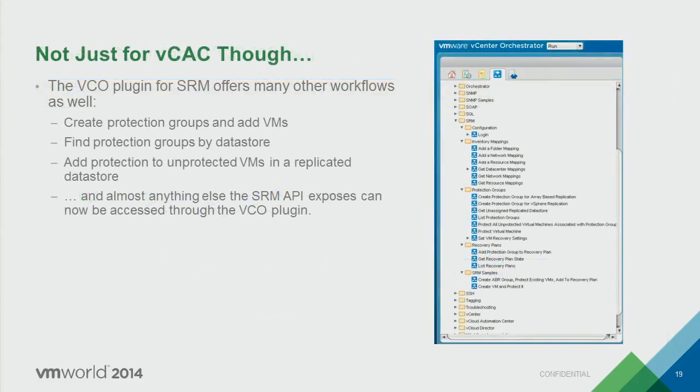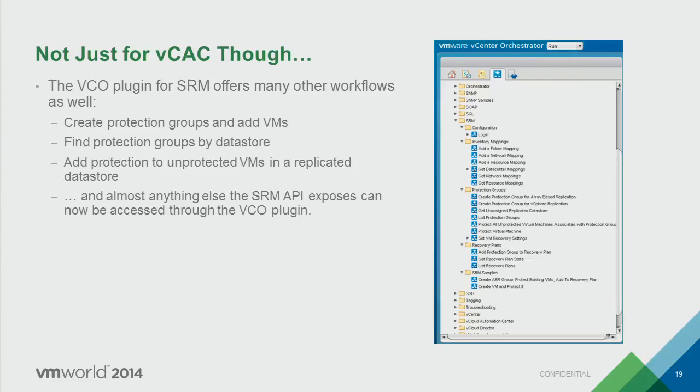So behind the scenes, this is really a VCO workflow, not necessarily a vCAC SRM type of integration. But as I've mentioned, this is Orchestrator. Orchestrator now has full visibility into almost everything in the SRM API. So we can do other types of things with this Orchestrator workflow. We can do things like create protection groups in a programmatic fashion. We can find protected data stores. We can find VMs that are not protected but are sitting on replicated data stores.